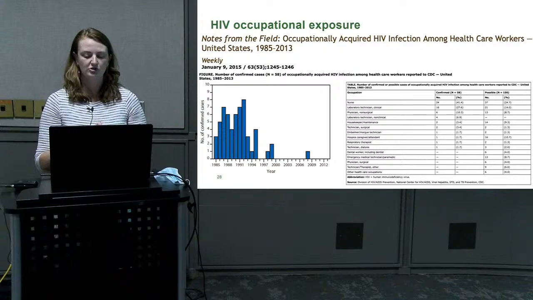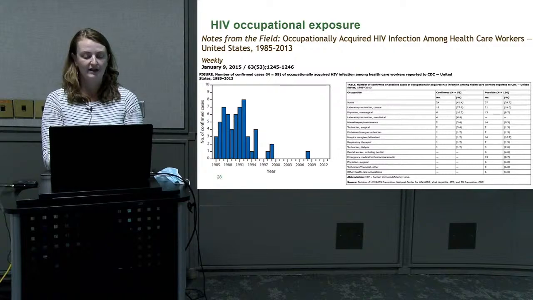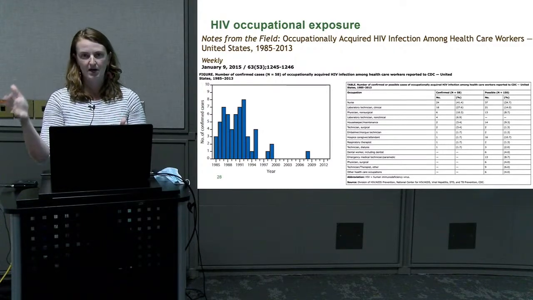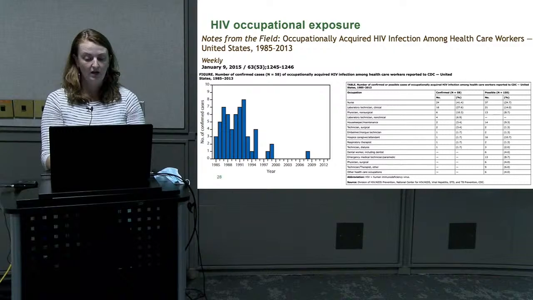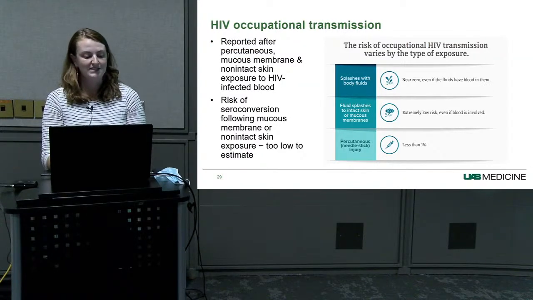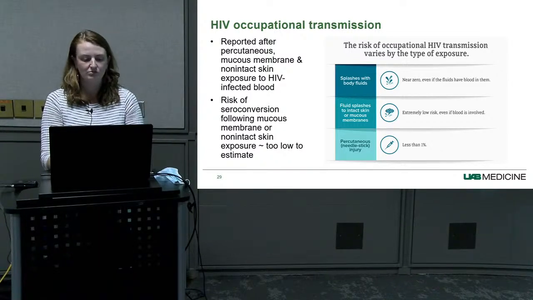These are exposures that were temporally associated with HIV seroconversion in our healthcare persons, having had a negative test at the time of exposure and developing a positive test later. And then you have possible cases. So HIV infection in healthcare persons with no other risk factors and no prior known infection. So overall, very small. And that's because the risk from a percutaneous needle stick is less than 1%. And there are no percentages attributable to mucous membrane or non-intact skin exposure because those risks are felt to be exceedingly small.